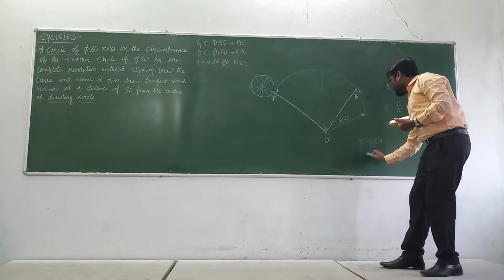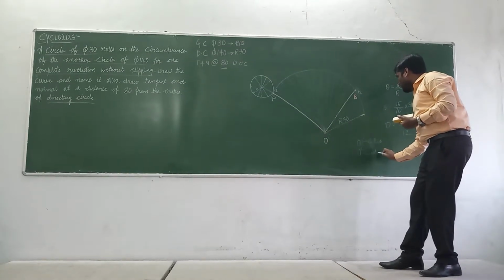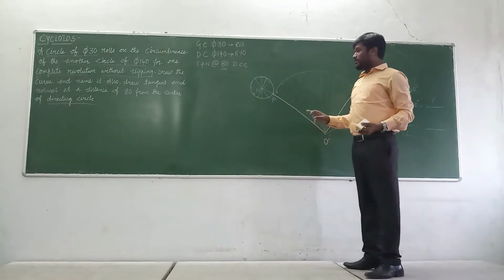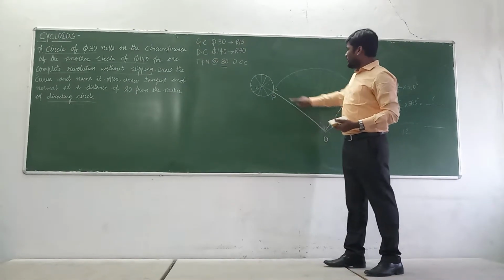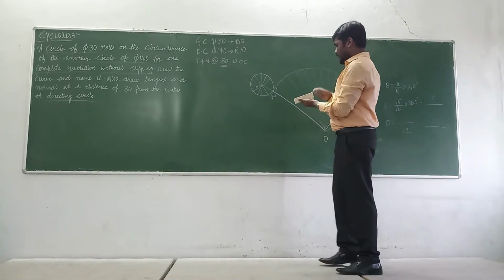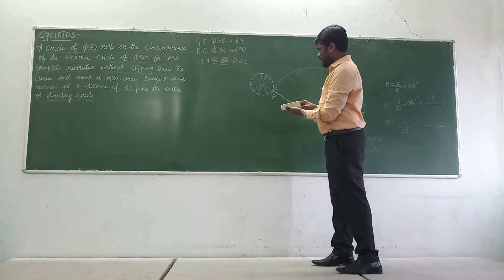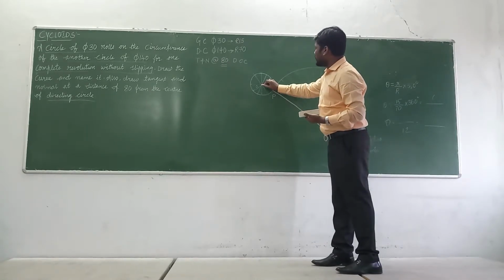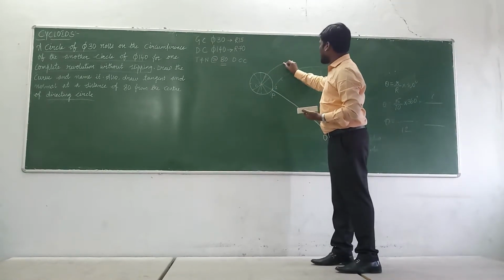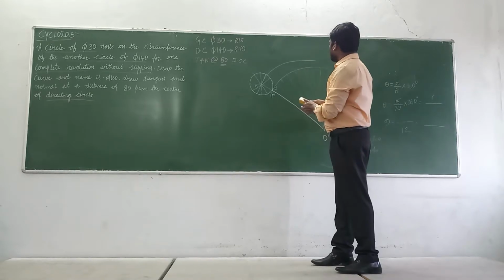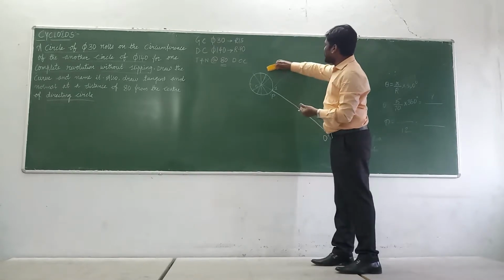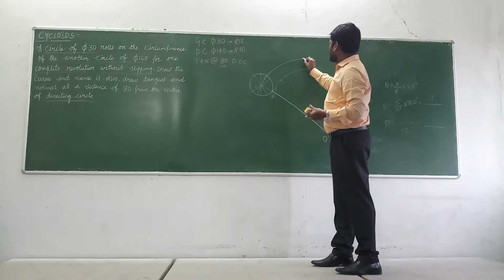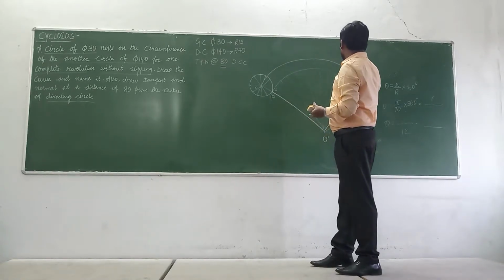O dash is the center. O dash is the radius. With your engineering compass, take O dash as the center and draw an arc. That is nothing but the locus of center: a line passing through the center of the circle and parallel to the directing circle.